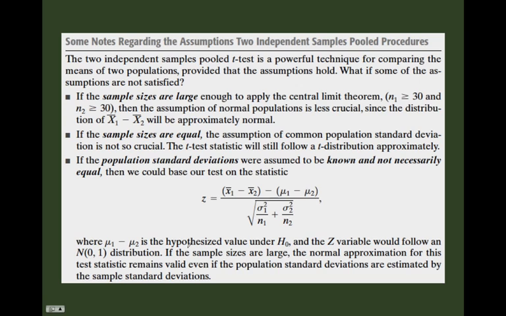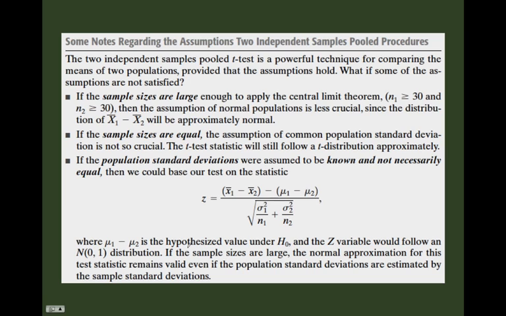I want to go through some notes about the assumptions behind the processes that we've been using. The two independent samples pooled t-test is a very powerful technique for comparing the means of two populations, provided the assumptions hold. Now we're going to talk about what happens if some of the assumptions are not satisfied. For example, if the sample sizes are large enough to apply the central limit theorem, then the assumption of the normal population is less crucial, since the distribution of the difference in sample means will be approximately normal.